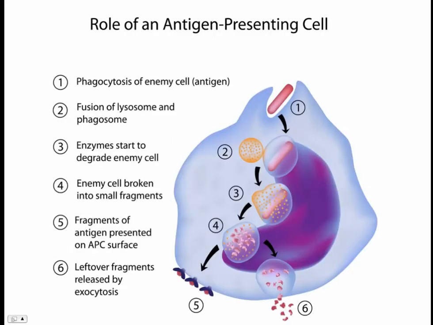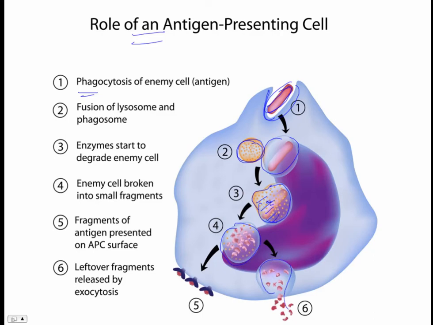Okay, let's take a look at the role of the antigen presenting cell, because this antigen presenting cell is going to come into close contact with our T cells. So what are antigen presenting cells going to do? Anytime there's something foreign, they're going to engulf it through endocytosis or phagocytosis, phagocytosis being the endocytosis of this foreign body and then forming this phagosome. We're going to fuse that with our lysosome and start degrading this bacteria with all those lysozymes. We're going to break that down into fragments.